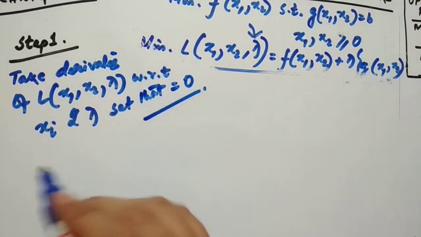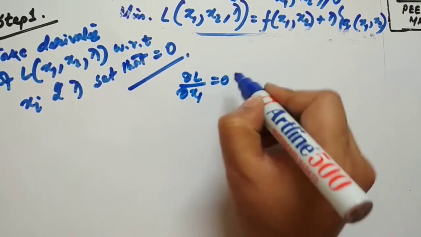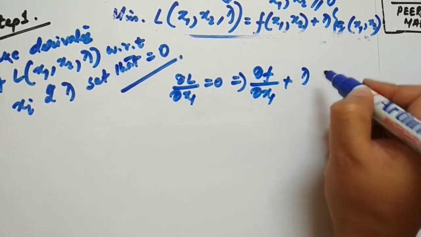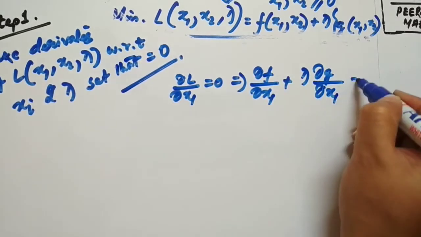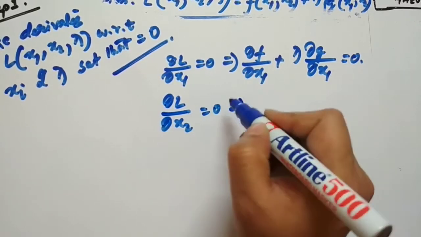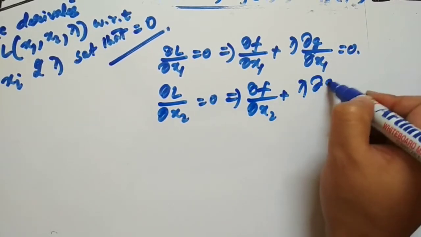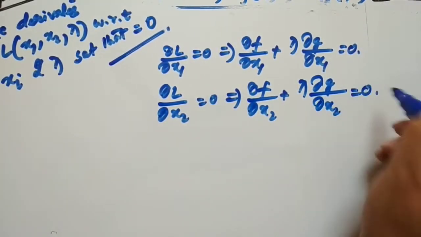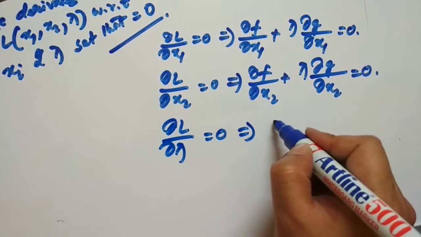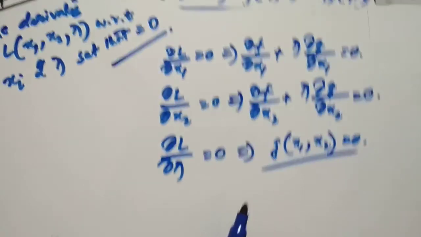That is our step 1, which gives you del L by del x1 equal to 0, which gives you del f by del x1 plus lambda into del g by del x1 equal to 0. Next is del L by del x2 equal to 0, which will give you del f by del x2 plus lambda into del g by del x2 equal to 0. And the last one is del L by del lambda equal to 0, which will give you g of x1 and x2 equal to 0. So this is our first step.